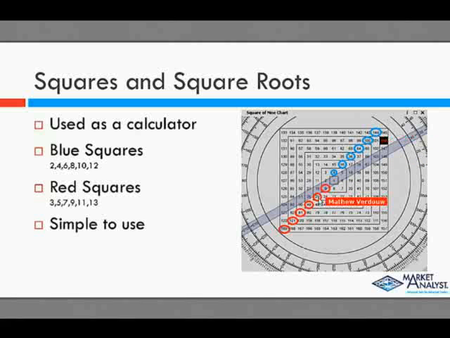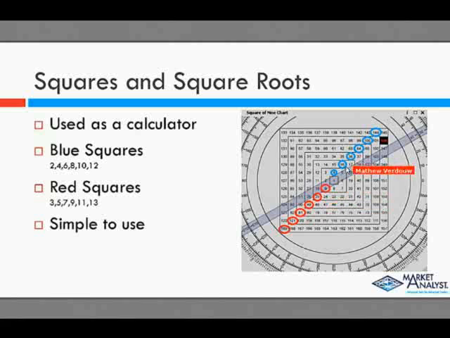And then conversely here, we can see our odd squares. So 3 squared, 9, 5 squared, 25, 7 squared, 49, 9 squared, 81, etc. So this was a way that it was very easy to visualize and just say, well, okay, if I've got any number, I can very easily find the square roots and the squares of that. It was a very simple calculator for people to use.